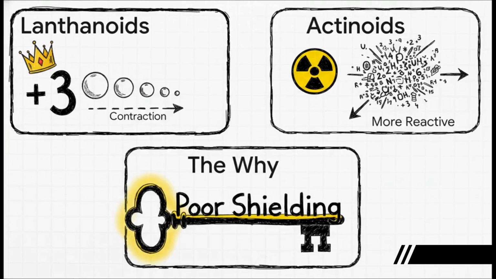So if you walk away with just 3 things, make it these. 1. Lanthanoids are the stable +3 crew with that famous contraction. 2. Actinoids are the radioactive wild bunch with variable states. And 3. The ultimate why behind it all is poor shielding. Now keep that in mind for one final challenge.